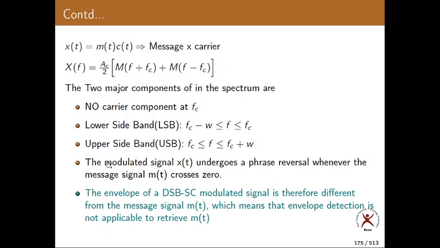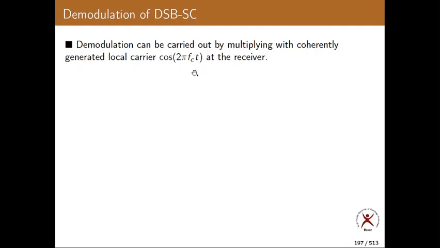And one more thing: x(t) undergoes a phase reversal whenever the message signal m(t) crosses 0. Now, if the ED is not a good option, how do we demodulate DSB-SC? For that we have something called coherent demodulation. We'll see what that is.